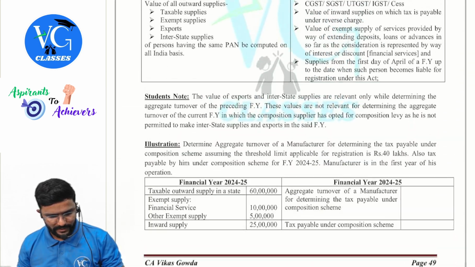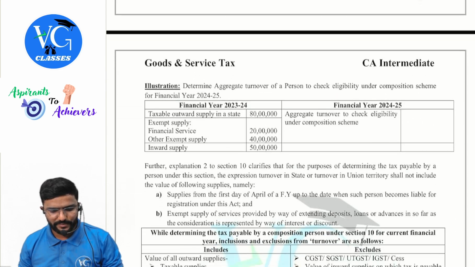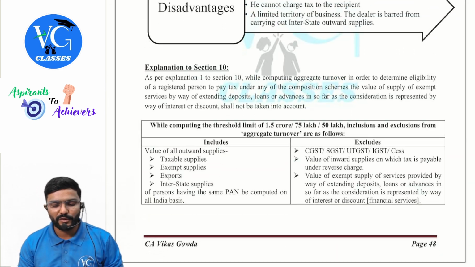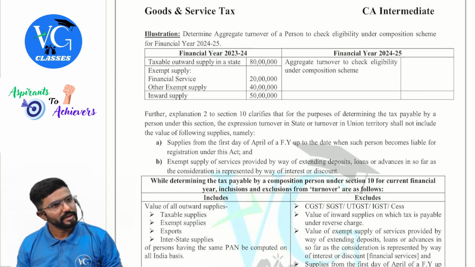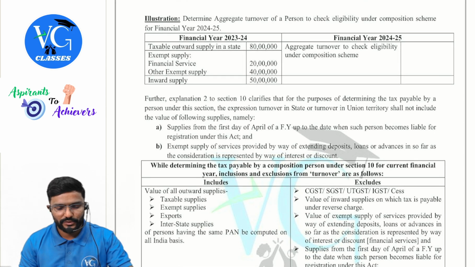Theoretically, listen. This is on explanation 1, guys. In explanation 1, you will exclude only financial service. All exempt supplies will be there except financial service. Listen, let us do this.